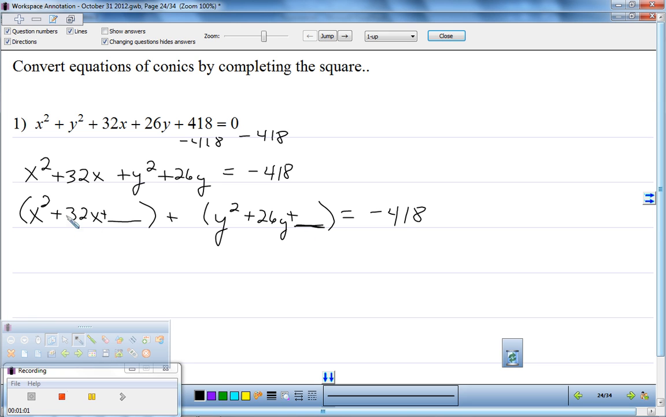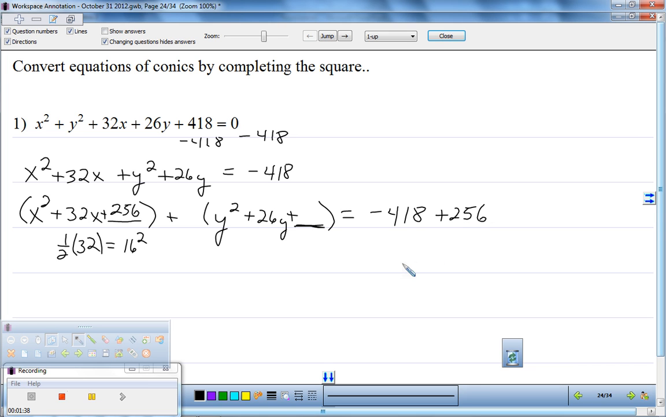To complete the square here, we're going to half the middle term. So we take half of 32, or multiplied times 0.5, whichever way you want to do it. Okay, we end up with 16. Now we half it and then we square it. So we're going to square 16, and we end up with 256. So we're adding 256 here. We'll add 256 to this side as well.